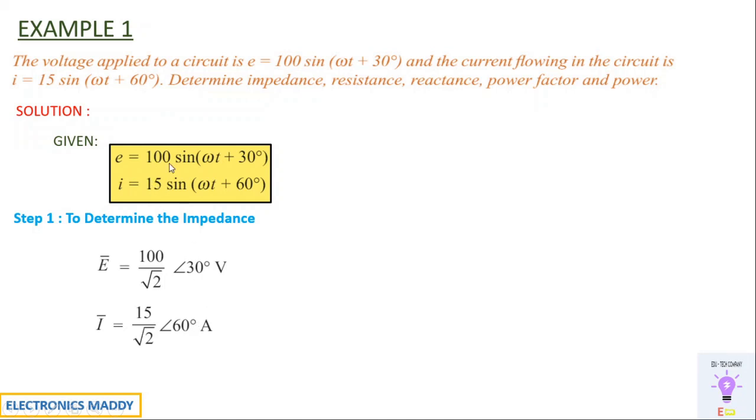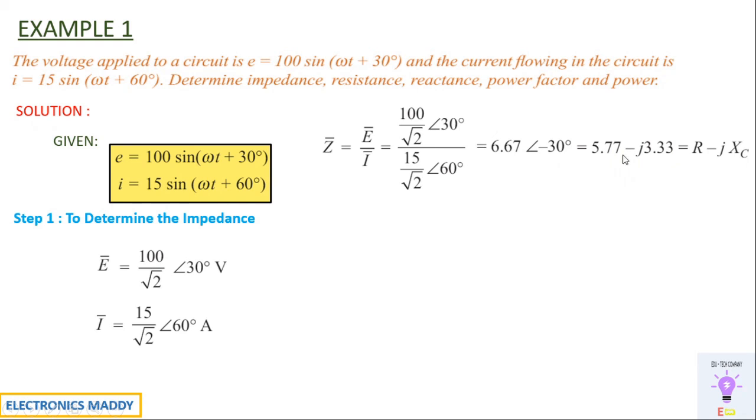We cannot directly take V equal to 100 or I equal to 15 because this is Em and it is not equal to E, and this is Im and it is not equal to I. So a very careful observation is that we have to divide by root 2 in order to determine the RMS value of E bar and I bar respectively. And the phase angle is given with respect to both of them. Once that is done, we know Z bar is equal to E bar by I bar. So substitute both these values and solve this. You'll be getting 6.6667 at an angle of minus 30 degree.